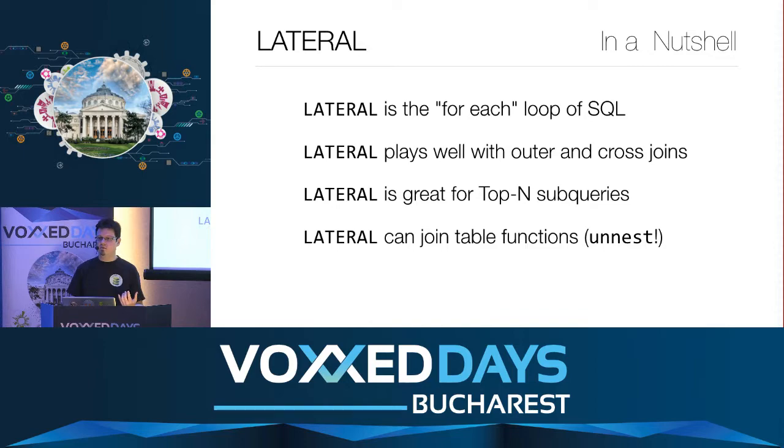I have tried to give you some hints, if you are programming in other programming languages, on how these features compare in SQL to other programming languages like Java, for example. I like to compare lateral to the for each loop because that's what it is. It executes the inner query for each row of the outer query. Full stop. It's good and bad. It still plays well with all types of joins. It's great for these top n subqueries, and that's it.